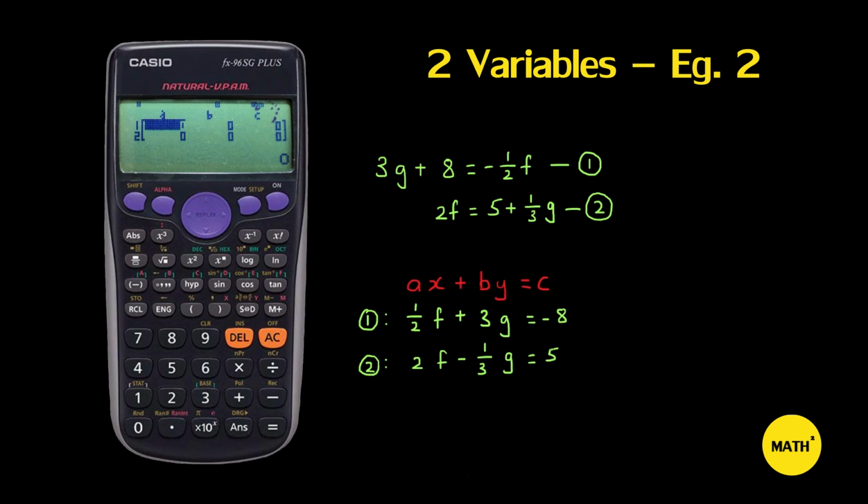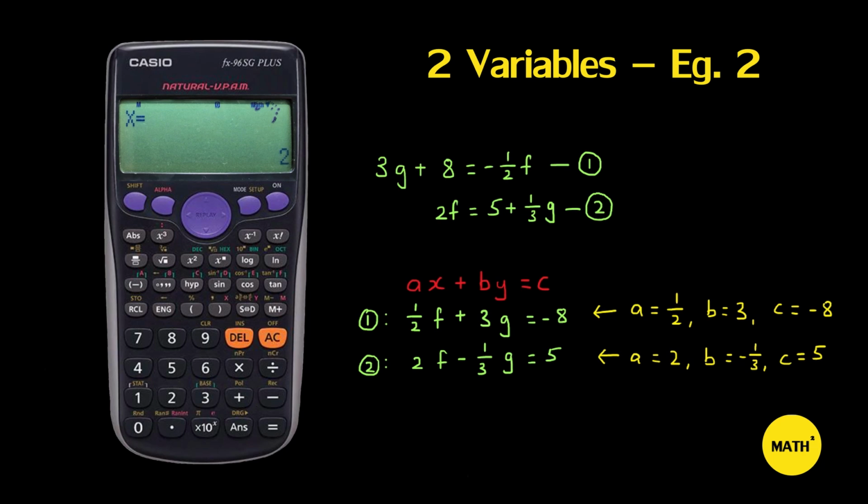Let's get some hands-on. I will pause a while to give you some time to key in the values by yourself. Let's have a look at what you should have obtained. Here are the values you should key in for each of the equations. And you should see x equals 2 on the screen, followed by y equals negative 3. Hence, f is equal to 2 and g is equal to negative 3.